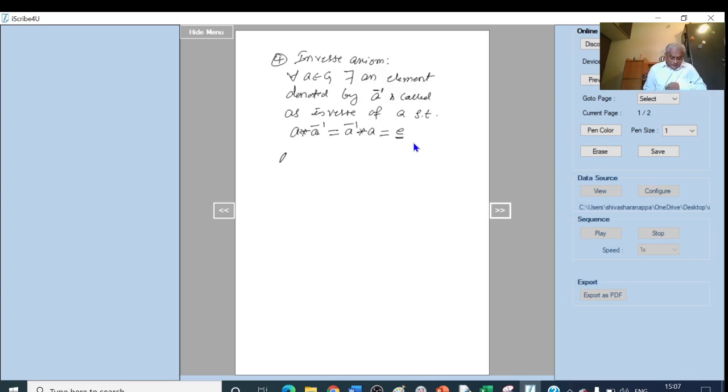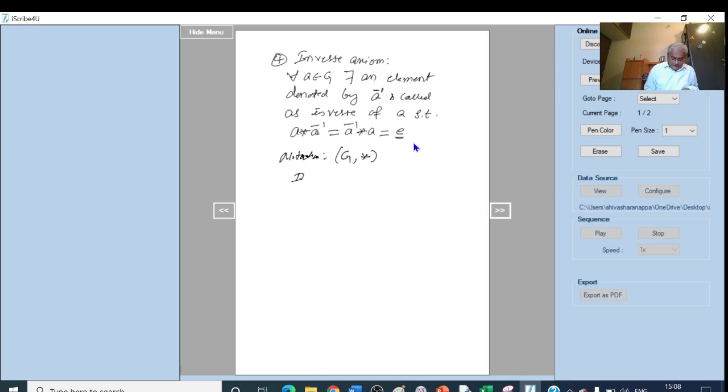And if this is a group, the notation we usually write is within brackets (G, star), that's a pair. G is the non-empty set and star is the corresponding operation. Or simply we write G is a group.